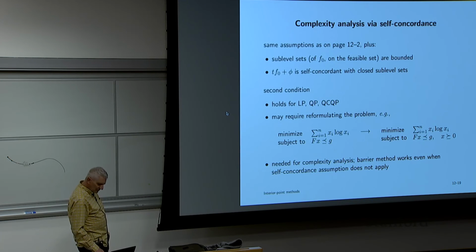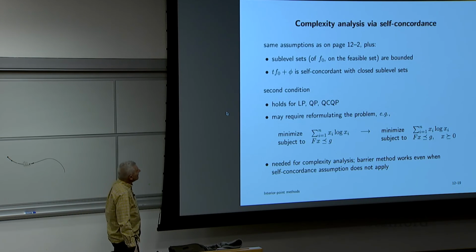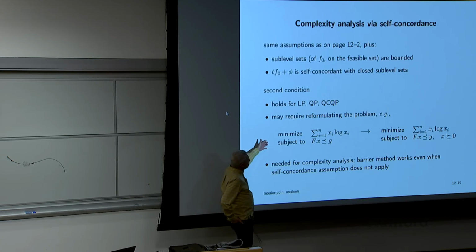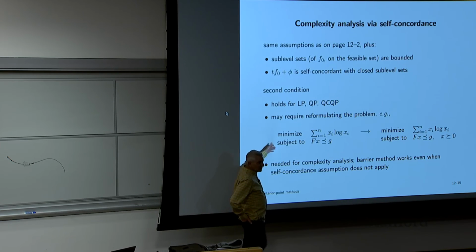What we'll do is we'll just start talking about this, and we'll finish this up next week. But it's actually really quite cool. So we're going to assume that f_0 and the f_i are going to be, well, actually, it's the barrier. I want t f_0 plus phi to be self-concordant, right? So that's the requirement. And there might be some, like, here's a maximum entropy problem with inequality constraints.